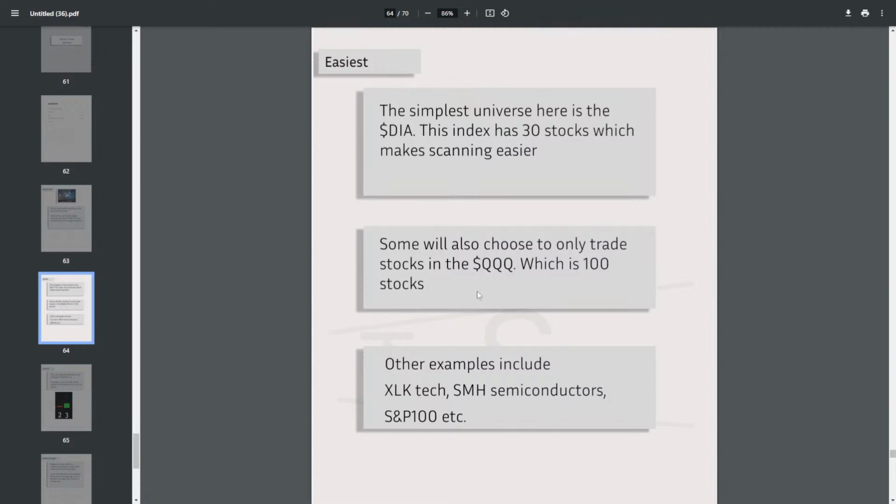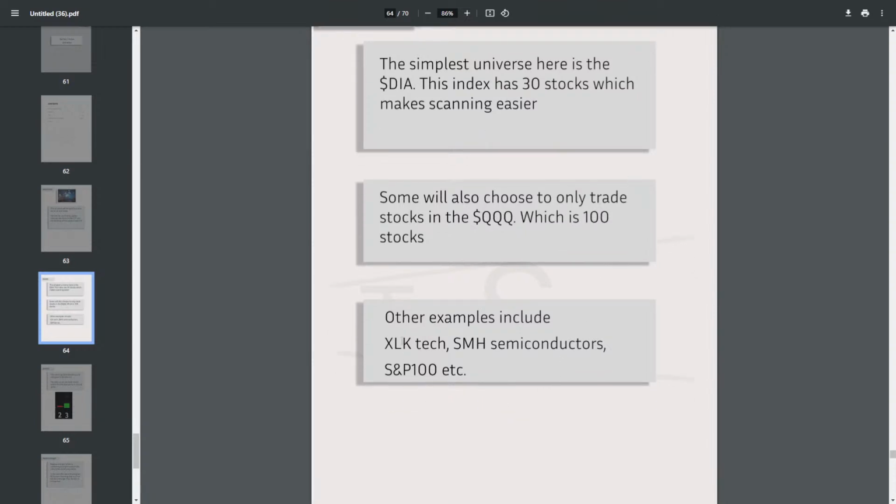Some will also only choose to trade stocks in the Qs because you get higher volatility more often than not, which is like your Tesla, your Nvidia, your Meta, your Apple, that type of stuff. CMG, Costco, all of that. That's 100 stocks, so it's a little bit more advanced. Some other examples are the XLK tech sector, the SMH semiconductors, the S&P 100 or 500.